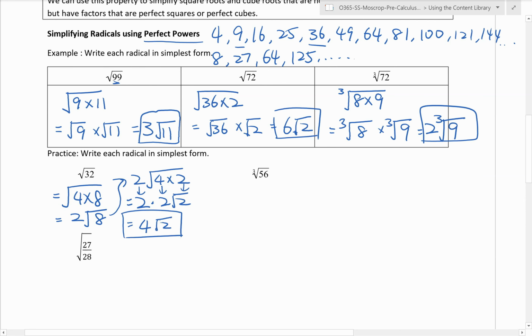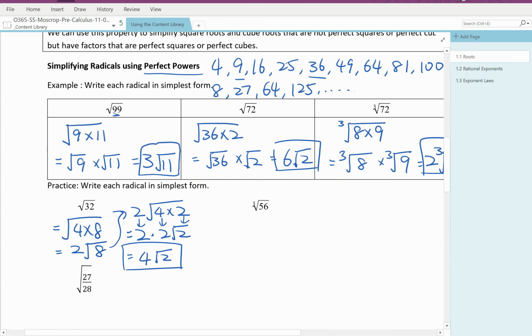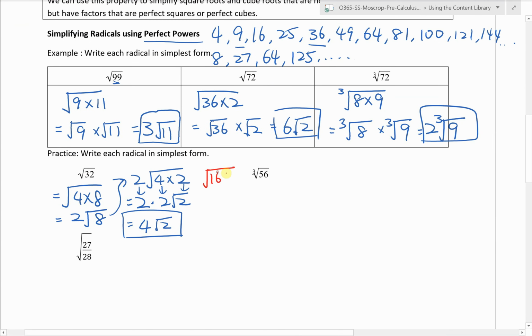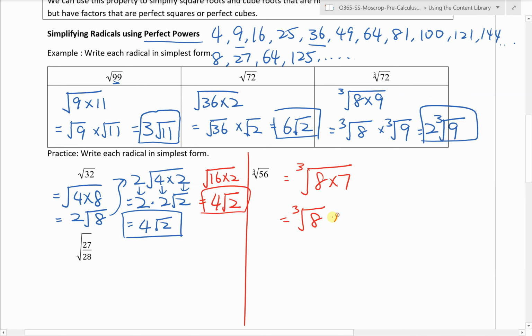Whereas if you just use 16 right away, this becomes square root of 16 times 2. We know that square root of 16 is 4, and there's 4 root 2. It gives you the same result, so it does not matter. You could use a smaller factor, that's fine. It's just going to take you extra steps. In this case, cube root of 56 is simply cube root of 8 times 7. We know that the cube root of 8 is 2, so the answer is going to be 2 times cube root of 7.